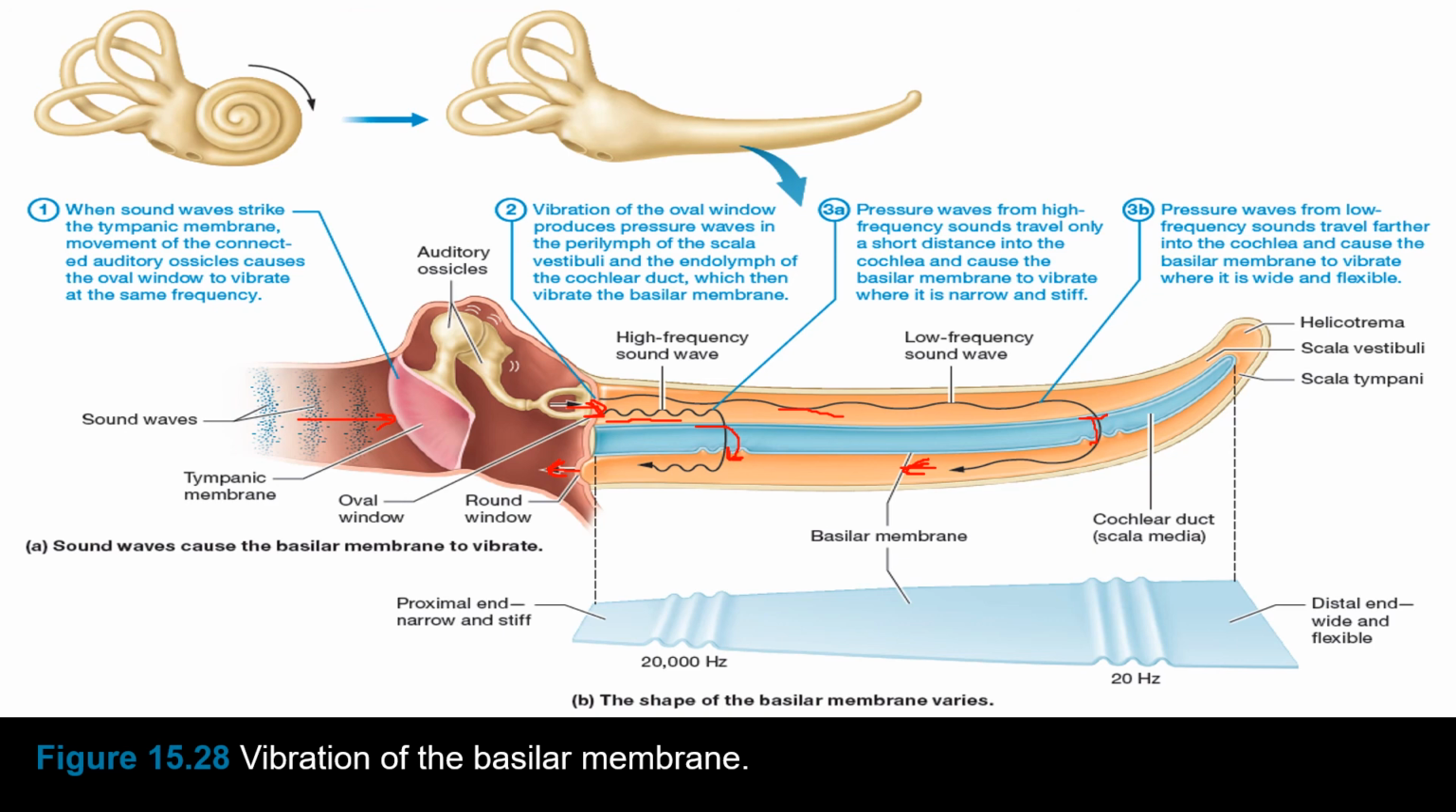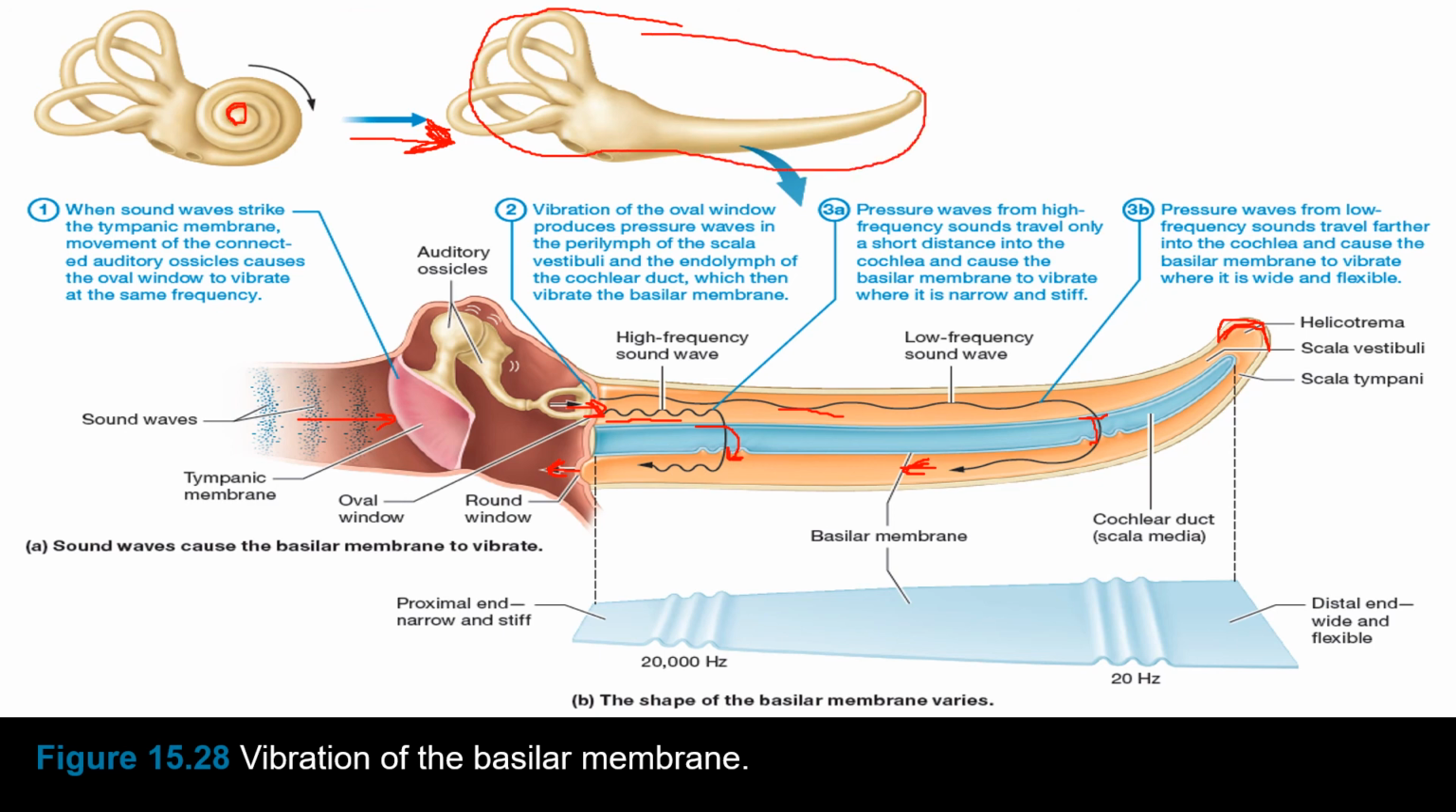And up here, you'll see the helicotrema. This is where the scala vestibuli and the scala tympani connect. At the very tip, you would see right here in the spiraled version of the cochlea. And again, this is just a sort of unrolled version of the cochlea. So this is what that would look like.